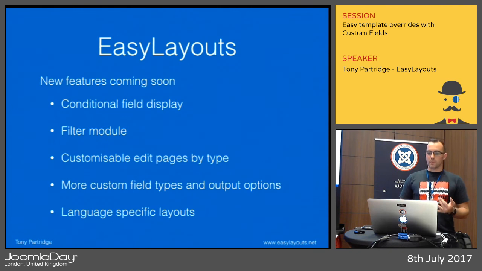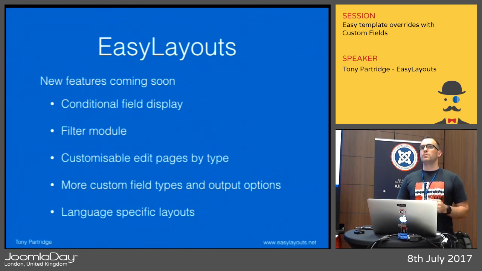More custom field types and output options, because Joomla custom fields is great. We can just add fields easily. So if there's fields that you need, obviously you can vote them up and put them on the feature forum, and the more people want them, the sooner they're implemented. We've already added maps. We've already added related articles as well. More custom field types and output options are just great, really. We can just extend and extend. Every day we're having more ideas. Yeah, limitations are endless. And obviously language specific layouts will be next as well.